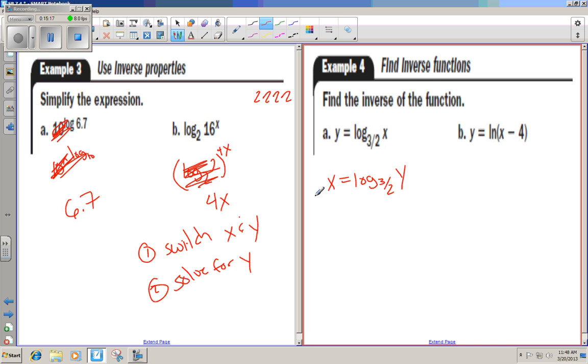Now think to yourself, how do you undo a log base 3 halves? Well, you make it an exponential. Because now log base 3 halves and 3 halves to the power cancel out. And your new inverse equation is 3 halves to the power of x.